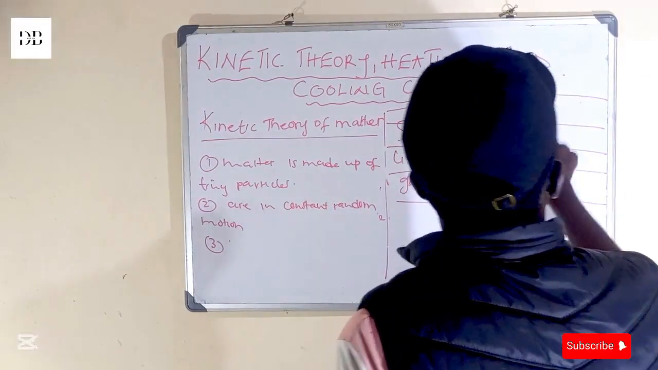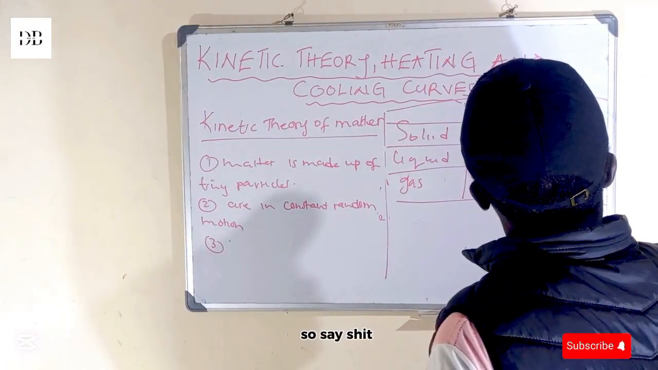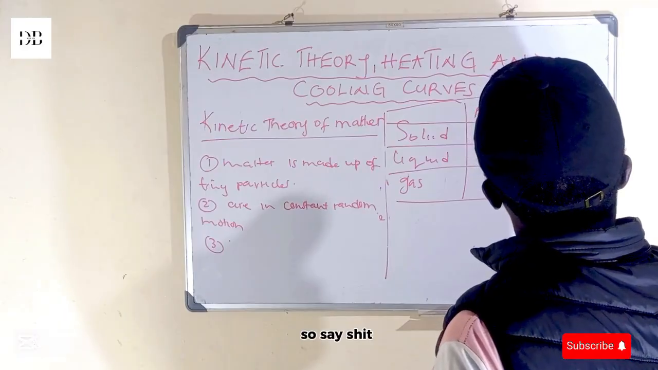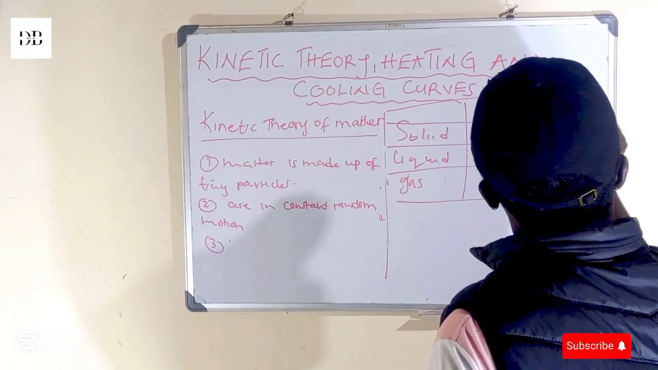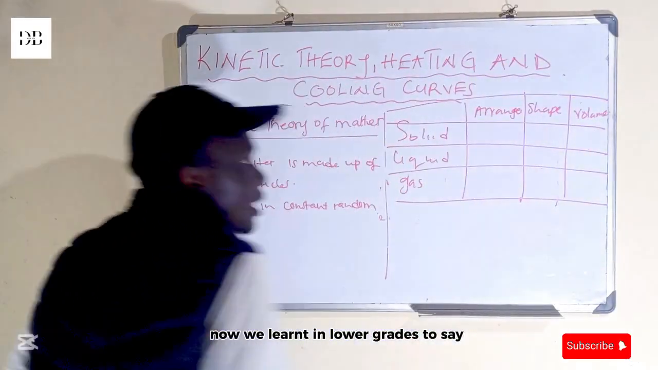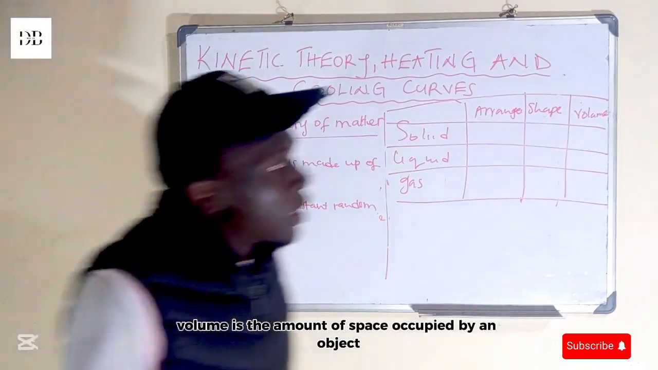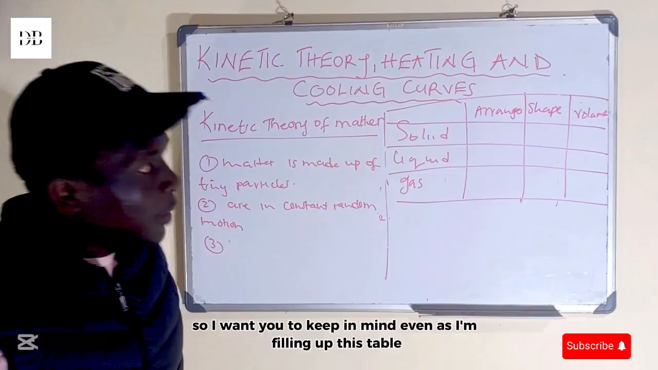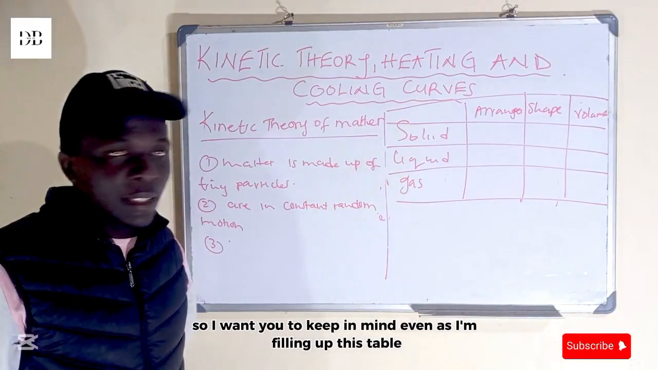So, say shape, volume. Now we learned in lower grades to say volume is the amount of space occupied by an object. So I want you to keep in mind, even as I'm filling up this table.